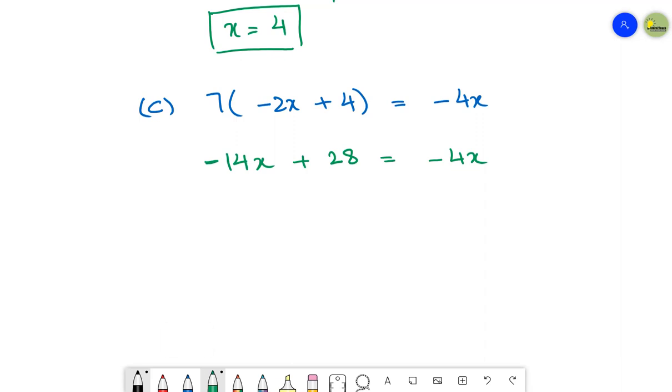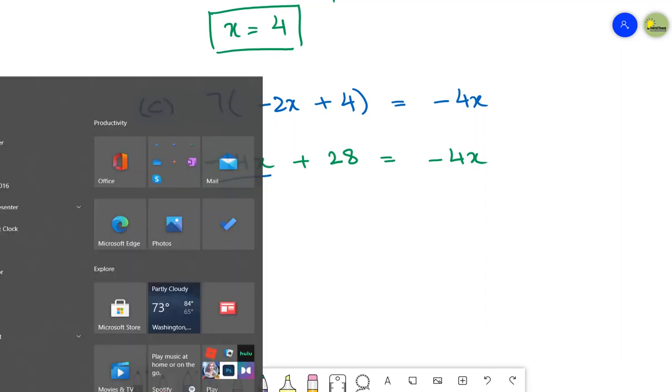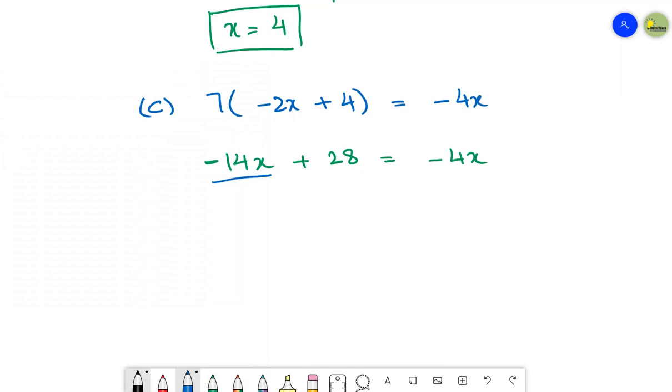Now you are having like terms on opposite sides of the equation. This is minus 14x and this is minus 4x. Both the terms are like. Why? Because both are having same variable. So what you need to do, you have to shift minus 4x here on left hand side, and similarly plus 28, it is independent of variable, it's a constant value. So what you need to do, you have to shift it to the other side of the equation. So keep in mind the like terms will be written together.